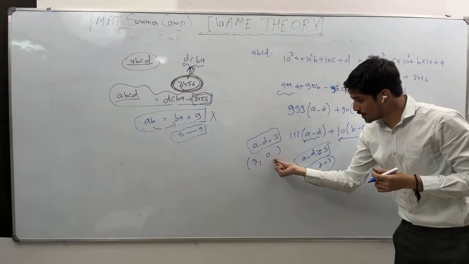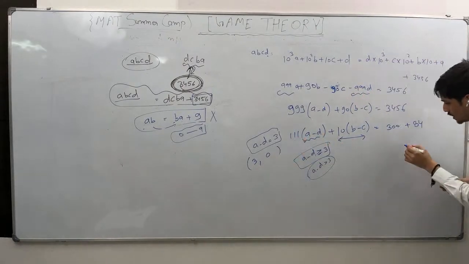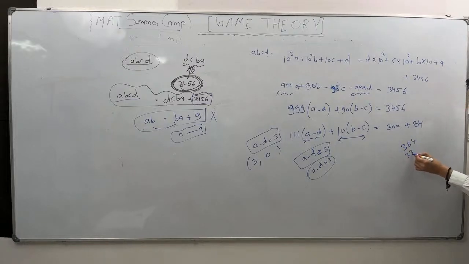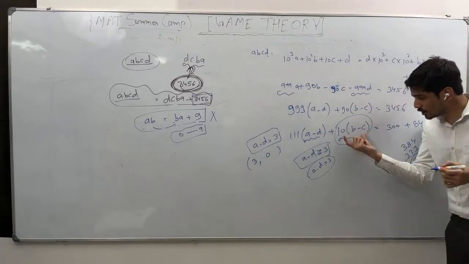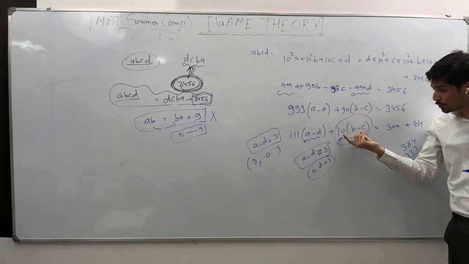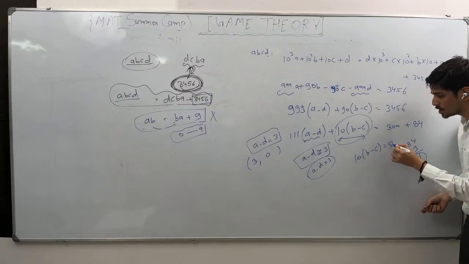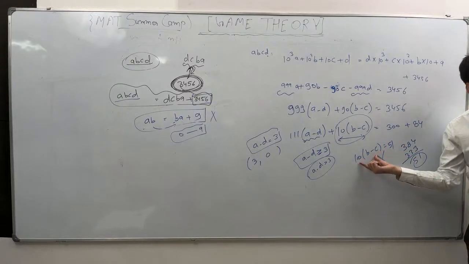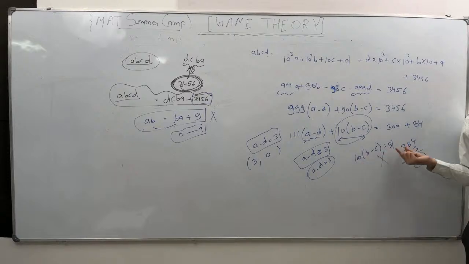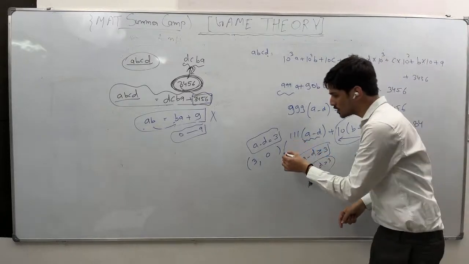If I'm taking 3 minus 0, then this will give 333. So 384 minus 333, what will I get? 51. So 51 should come from here. How will 51 come from here? 10 times B minus C, 51. It means this is not possible, because the left-hand side is a multiple of 10 and the right-hand side is 51. So this choice is wrong.